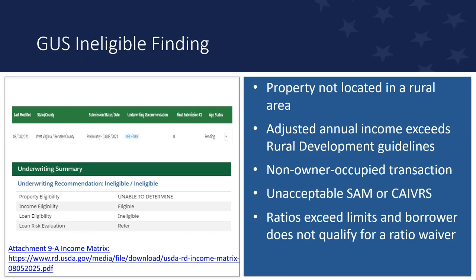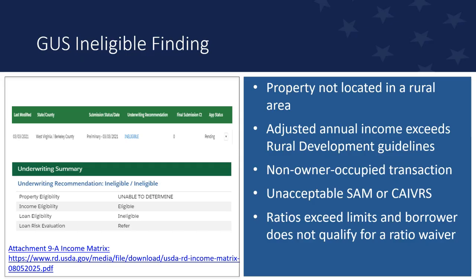If you receive an ineligible recommendation, it could be due to the following. So for the property eligibility, you could actually receive unable to determine. This can come up with new construction or if GUS is struggling to locate the address. Be sure to look closely at the map, double check the location, because unable to determine is not the same as ineligible. If the property is not located in a rural area, it will come up as ineligible. But if you receive an unable to determine, you will likely need to just dig a little deeper because it's possible the property could be eligible.